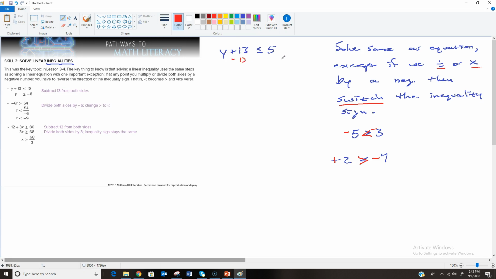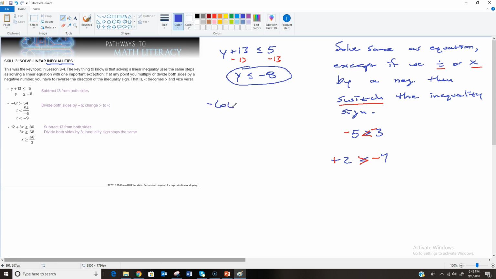All I have to do is subtract 13 from both sides, and I get that y is less than or equal to negative 8. It doesn't matter that this ended up with a negative value here. I didn't multiply or divide by a negative. So that's just the final answer for that.